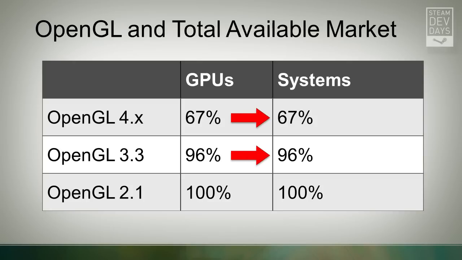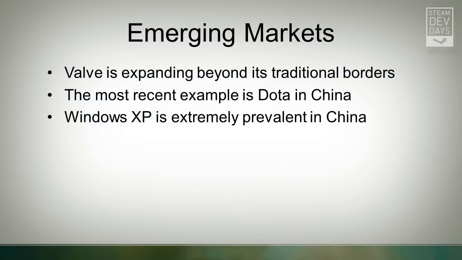Those total available markets numbers don't change. Of course, this is assuming, again, that those users are getting the latest drivers, that the hardware vendors are making them available. So this is kind of the rosiest possible picture there, but this is how we think about this. As I've been alluding to, emerging markets are becoming increasingly important to us.